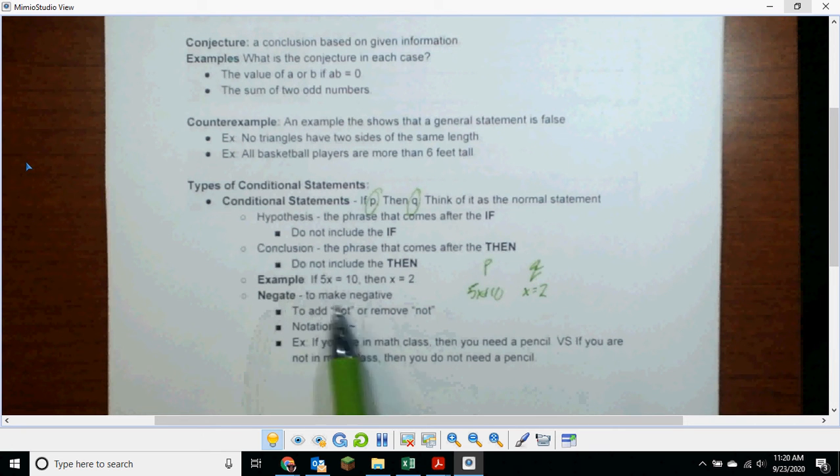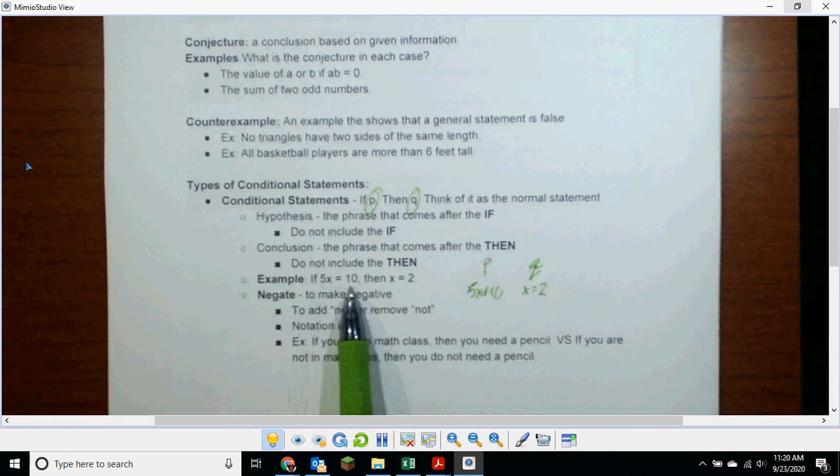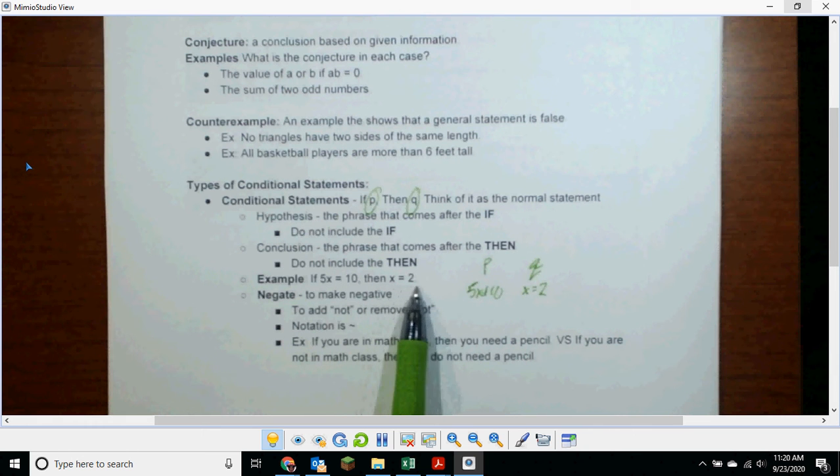So we can also make those negative by adding "not" or removing "not". For example, I could say if 5x is not equal to 10, then x is not equal to 2. So that's how I would make that statement negative.